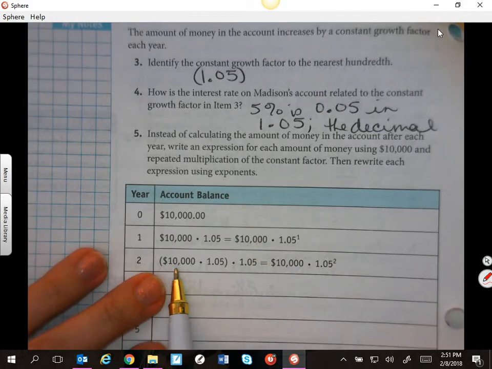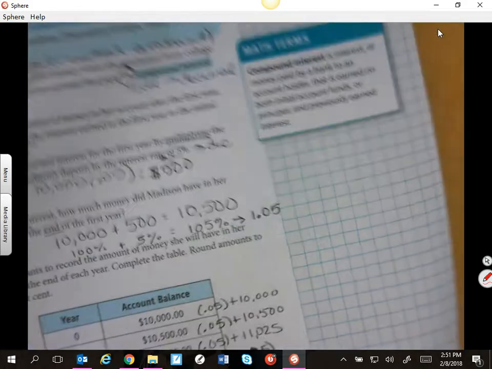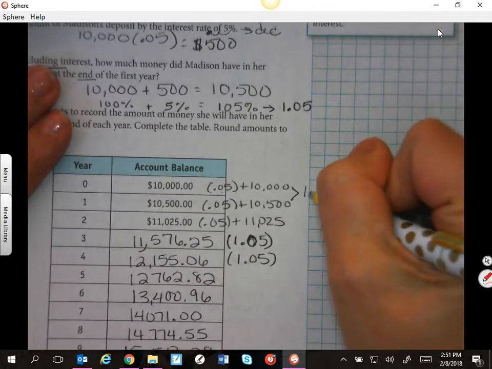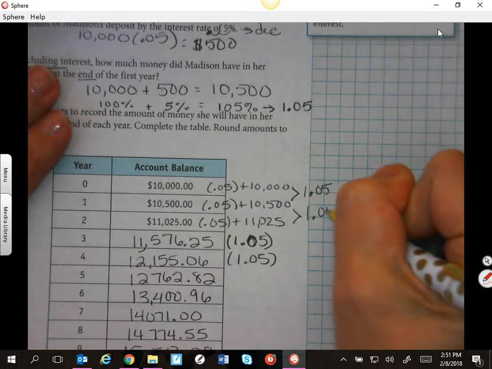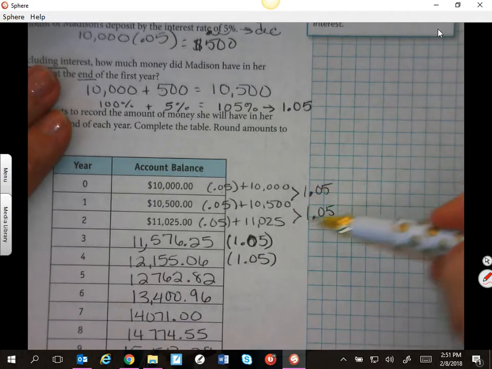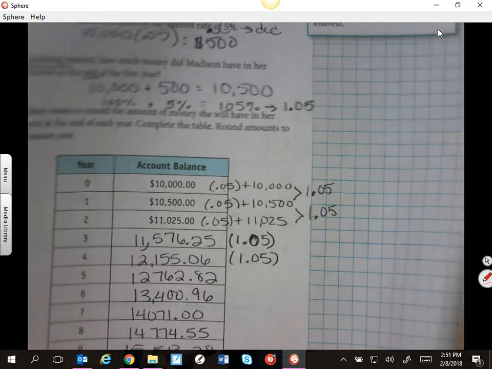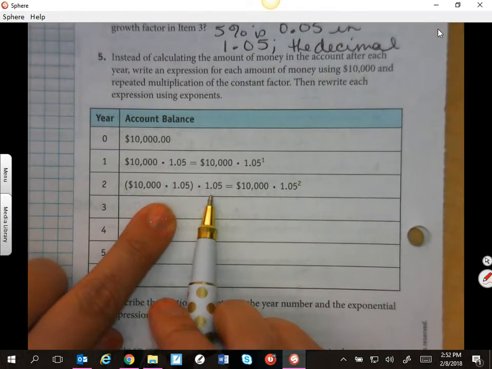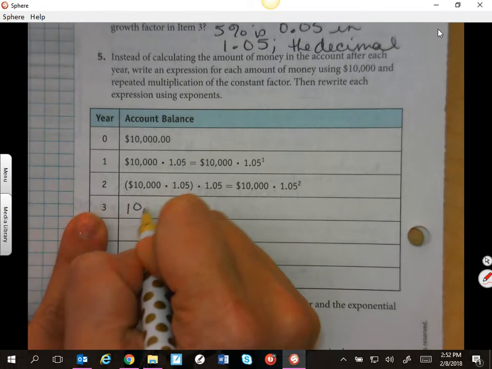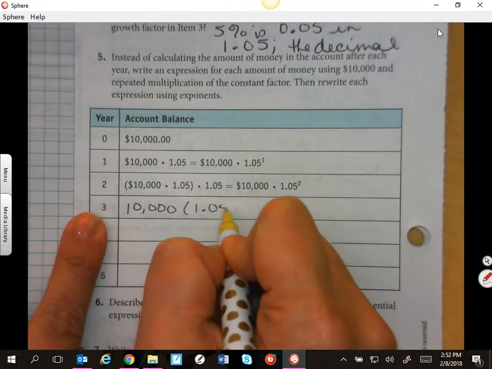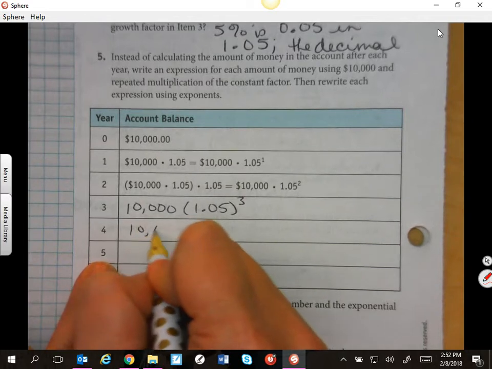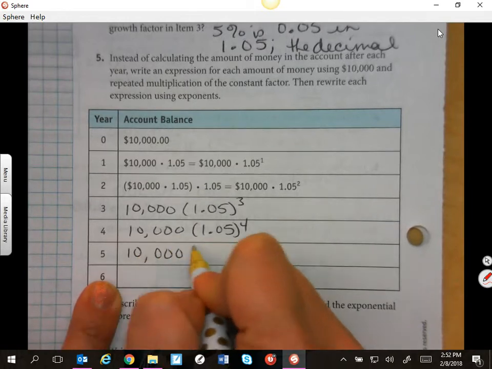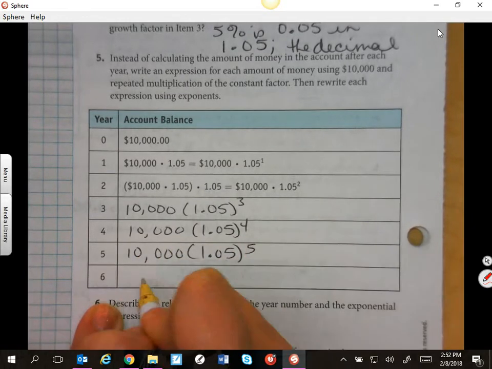And I said, all right, so if we go back and we look, I did times 1.05 times 1.05. And we know that when we multiply by the same number over and over and over, we can raise that to a power. So in the second year, I had multiplied by 1.05 twice. In the third year, I had multiplied by 1.05 3 times. The fourth year, I did it 4 times. The fifth year, and so on.